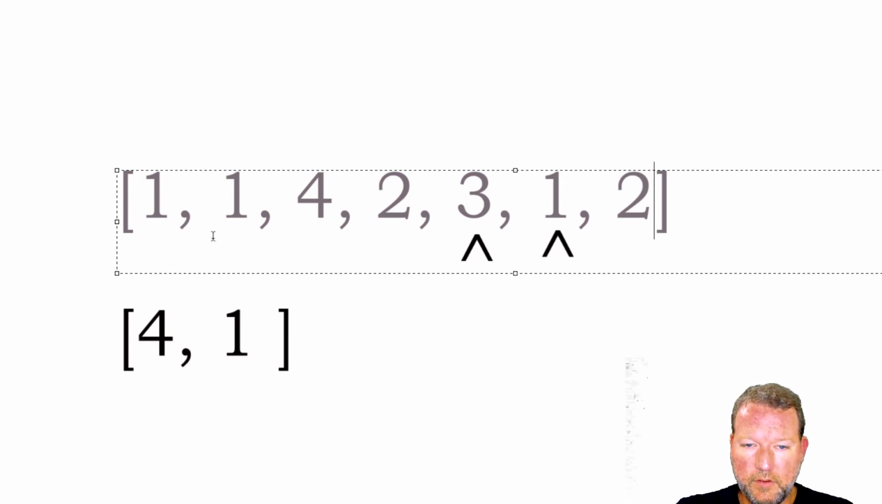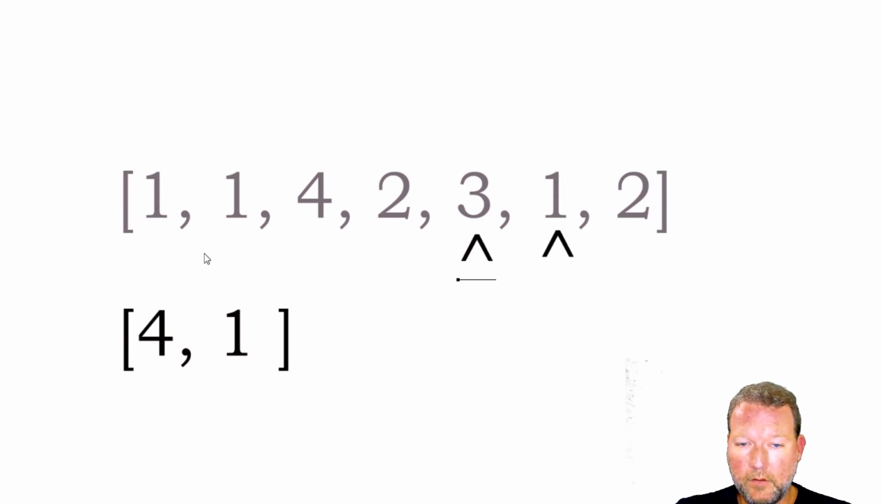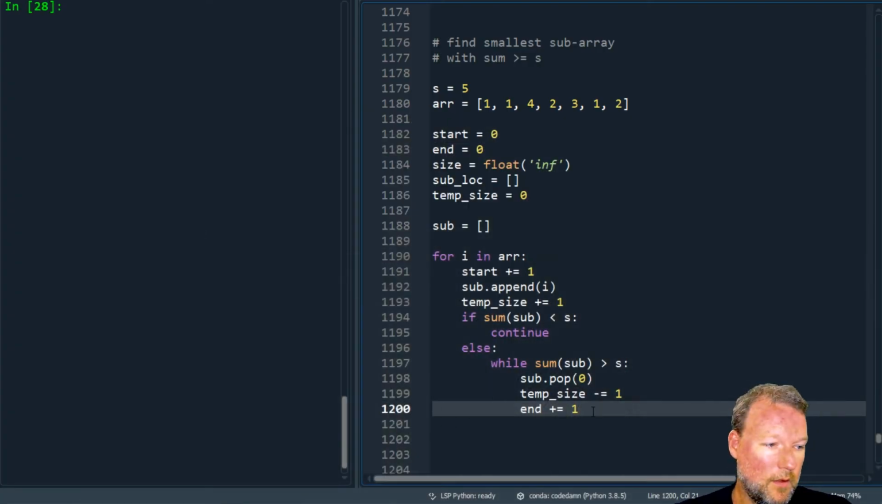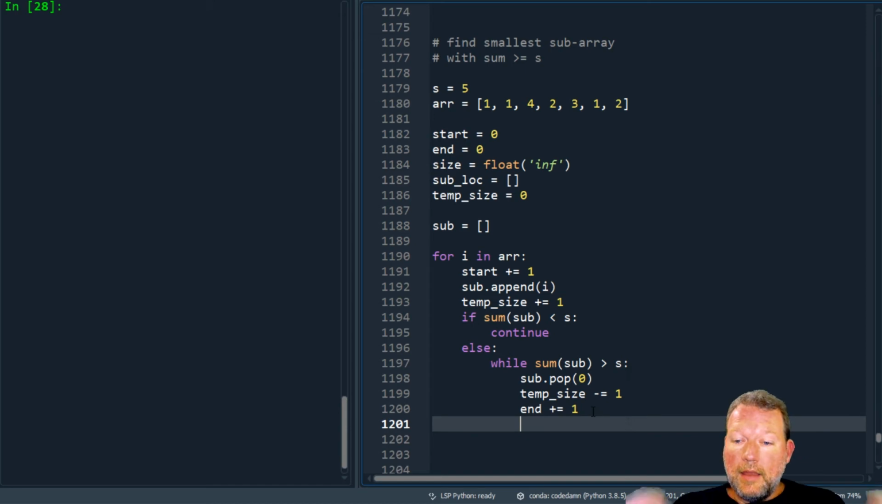As we're kicking out of the subarray, we're moving over our endpoint one at a time through this loop. Each time through, we need to do a test: if sum is greater than or equal to s.